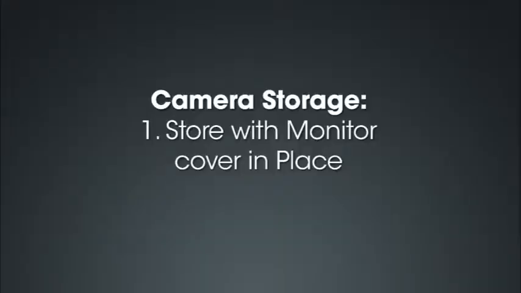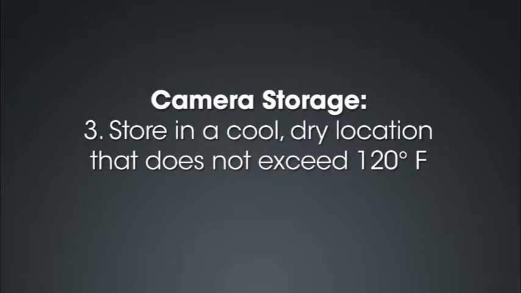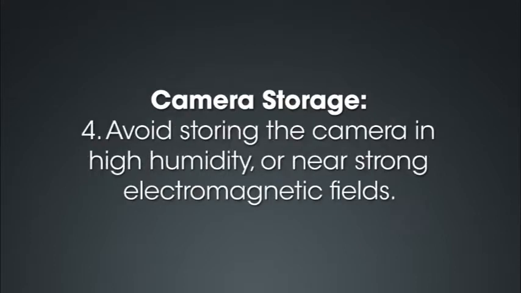Your Nikon D610 is a sophisticated camera that will need some basic care and maintenance to keep it in good working condition. Here are some tips for storing your camera. First, when the camera will be stored for long periods of time, keep the monitor cover in place. Also, remove the battery and use the battery cover. Next, make sure that the storage location is cool and dry and doesn't get exposed to temperatures above 120 degrees Fahrenheit. Avoid storing the camera in areas with high humidity, near televisions, radios, or other equipment that produces strong electromagnetic fields.